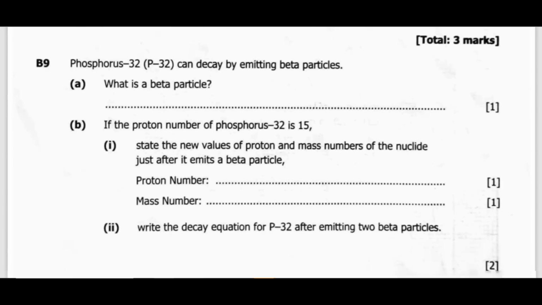Next, we have phosphorus-32, which can decay by emitting beta particles. So what is a beta particle? We can say that it is a fast-moving electron. That is the simplest definition that we can find.